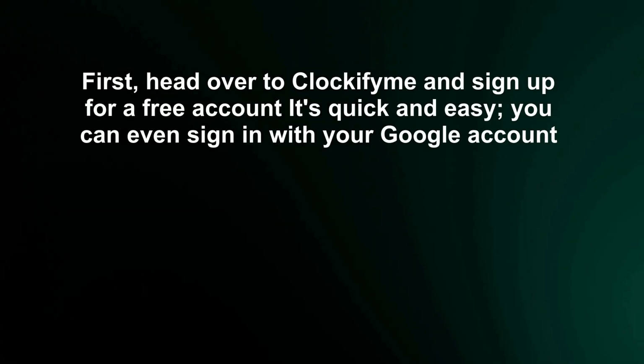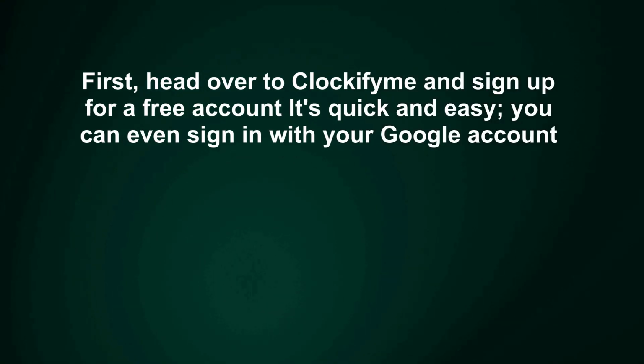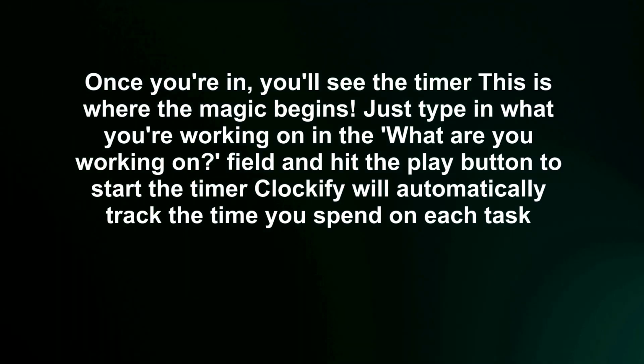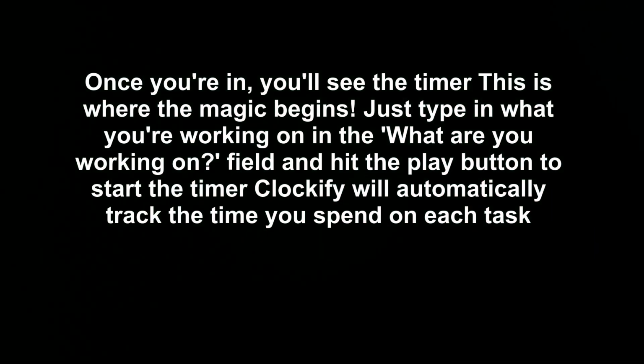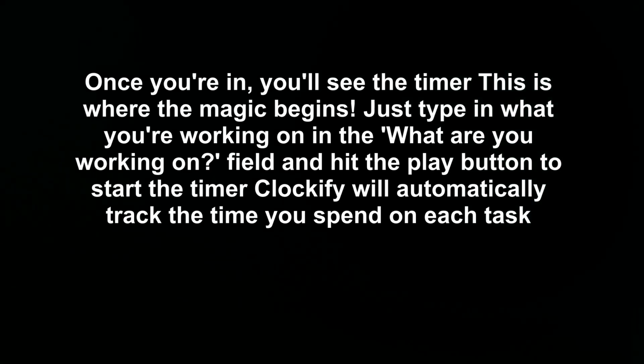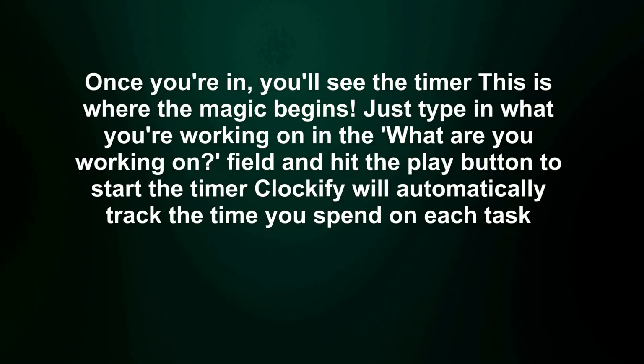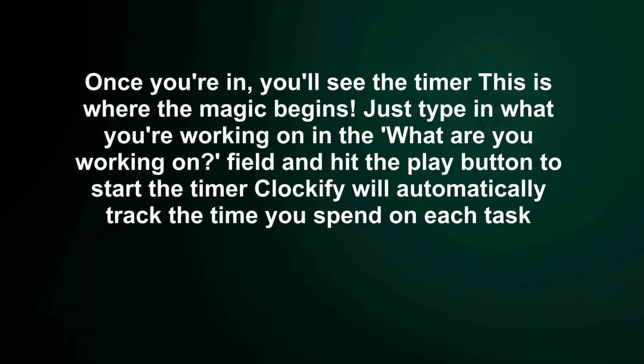First, head over to Clockify and sign up for a free account. It's quick and easy. You can even sign in with your Google account. Once you're in, you'll see the timer. This is where the magic begins. Just type in what you're working on in the "What are you working on?" field and hit the play button to start the timer. Clockify will automatically track the time you spend on each task.